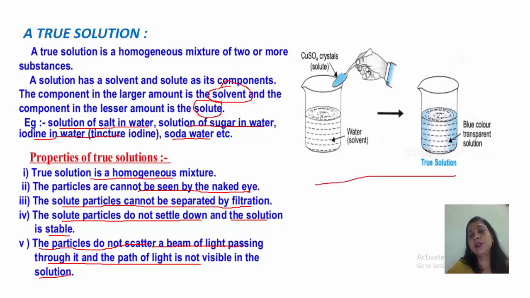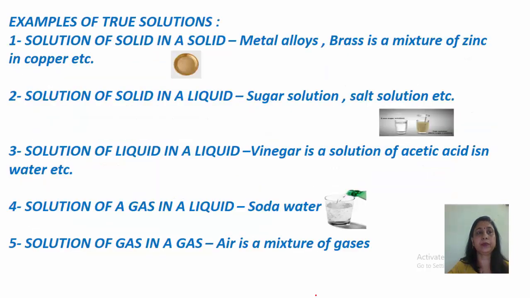In this you can see this is a solution of copper sulfate crystals. They are the solute because copper sulfate is in small amount and water is the solvent. When copper sulfate is dissolved in water, we get a true solution of blue color because copper sulfate crystals are blue in color and this solution is also of blue color.